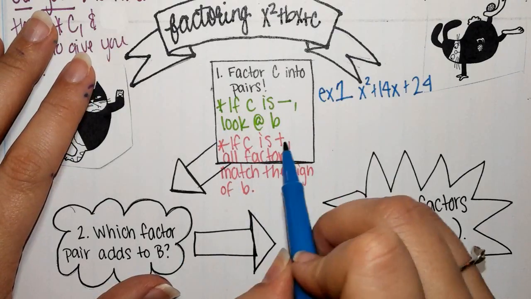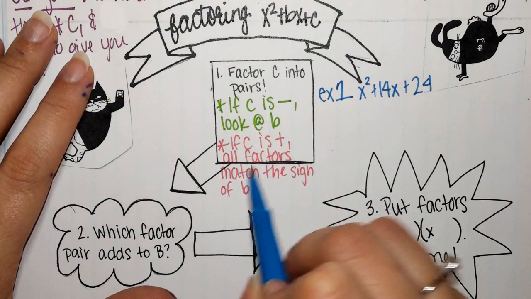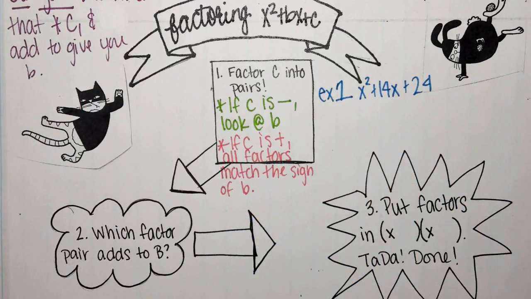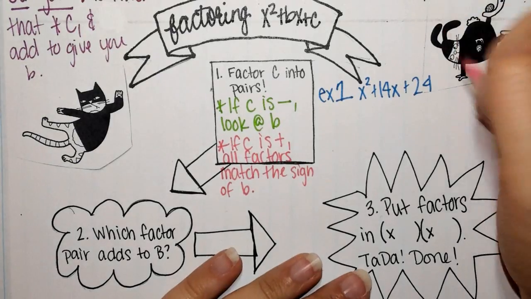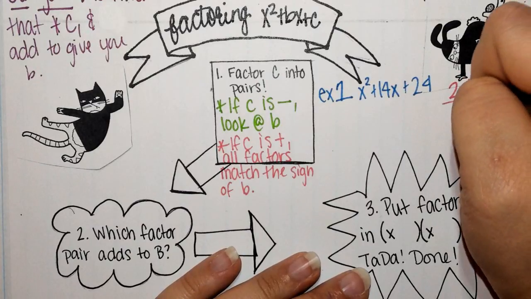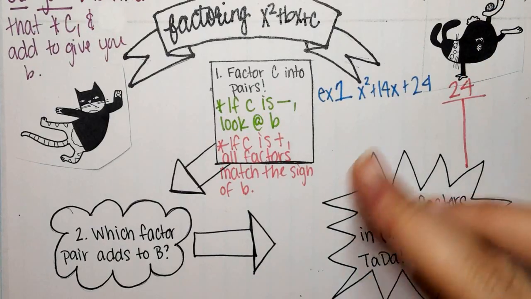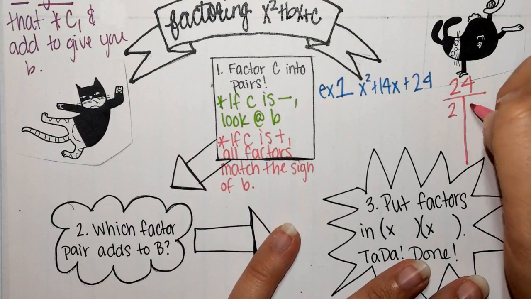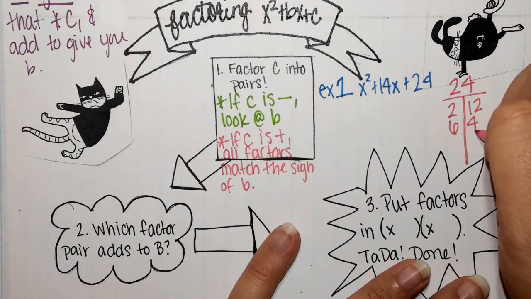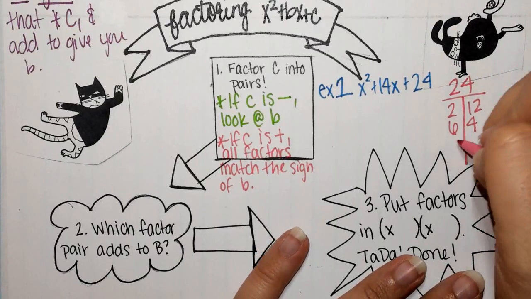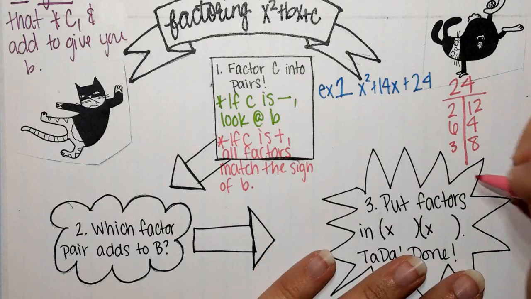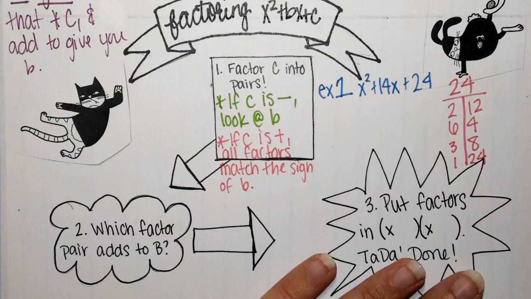The first thing we do is look at C. If C is positive, all factors match the sign of B. Is C positive? Yes. So our factors are going to be positive. Now what that means is we have to factor C into factor pairs. So we need to make a factor T, which means we list all the numbers that multiply to give us 24. So 2 and what? 2 and 12, okay. 6 and 4, okay. What else? 3 and 8, what else? 1 and 24. If you listed a factor pair, give your team a point.